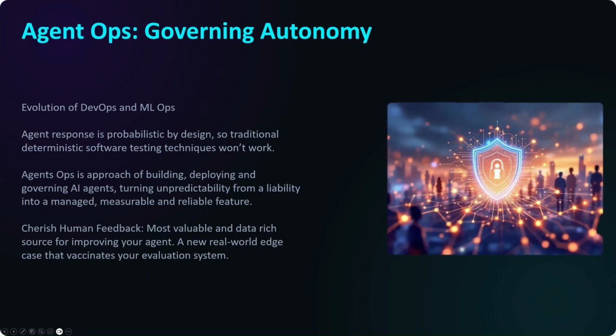As we build these systems, we must remember that agents' responses are probabilistic by design. So traditional software testing won't work. This requires AgentOps, a disciplined approach to managing the unpredictability of AI. This approach turns unpredictability from a liability into a managed, measurable, and reliable feature. When evaluating your agent performance, we must cherish human feedback. Every time they hit a thumbs down, that is a very valuable source of data for improving your agent. It gives you a real-world edge case. So it would help you to vaccinate your evaluation system using the feedback.